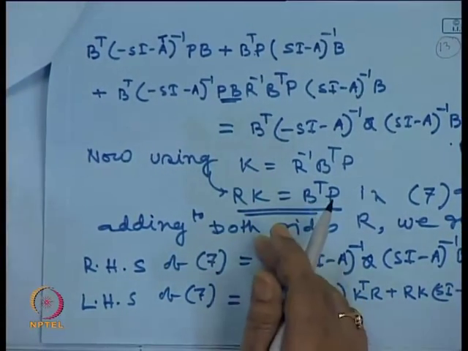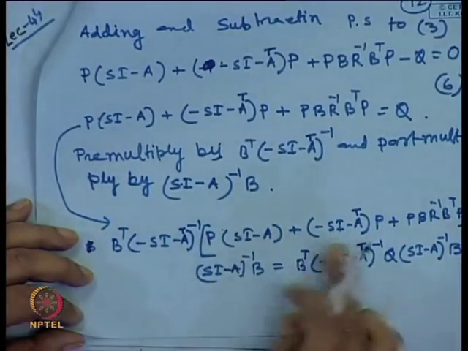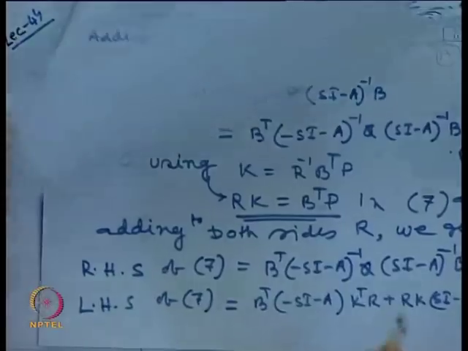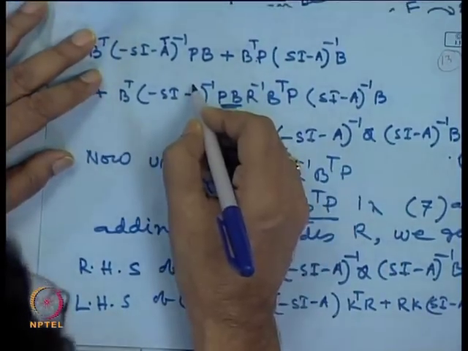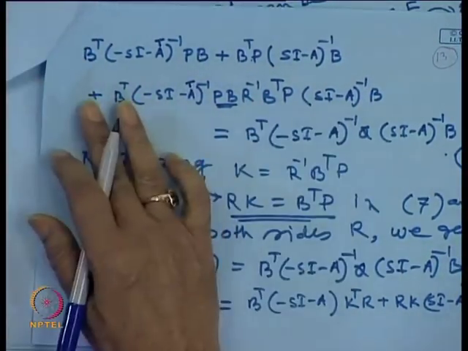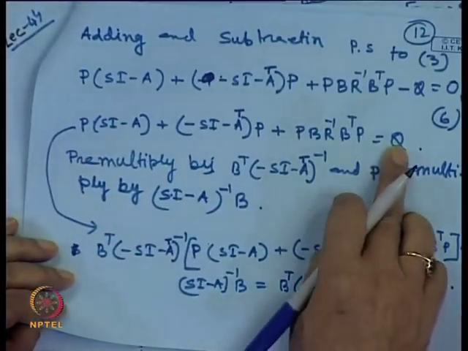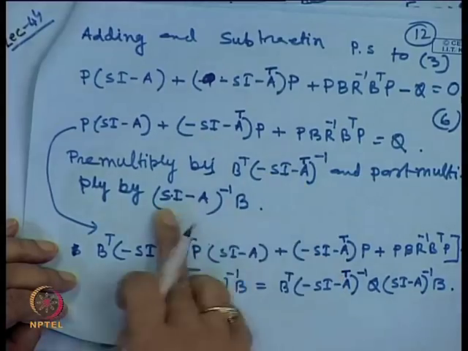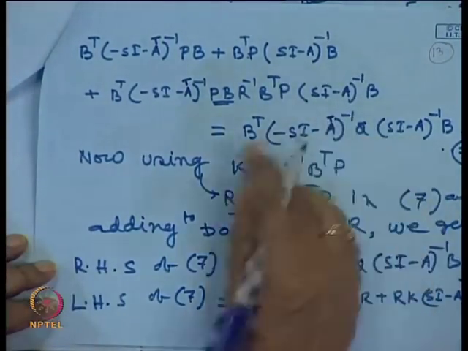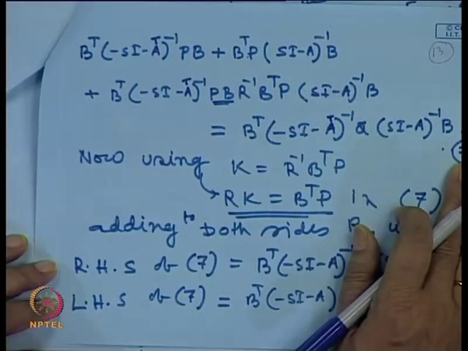Then we have this term. You see, on both sides I am multiplying by this one. So, this term as it is is pre-multiplied by this and post-multiplied by this. Here there will be a transpose, and post-multiplied is this one. This is the left hand side, and on the right hand side, since we have multiplied Q, pre-multiplied by this one and post-multiplied by this one, this transpose is missing. So, this is that.